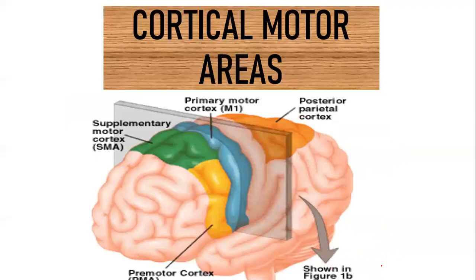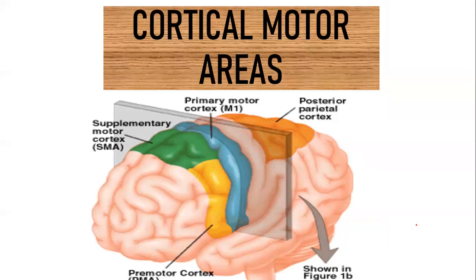So now we will move on to what are the motor areas present. This is how you need to study: first you should know what it is, and what its constituents are. So we have an upper motor neuron and a lower motor neuron. Now we are moving on to the proper topic, your cortical motor areas.